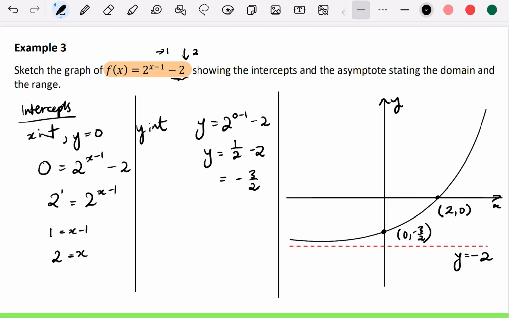Okay, in terms of the domain, once again, I can see that it's all real values. However, the range, the smallest y value that I can see is -2, and that will go all the way till infinity.